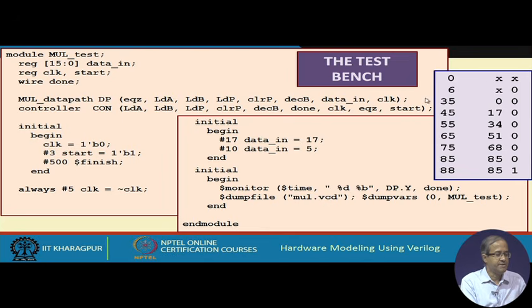So, you see the result that we finally get is actually 85. Because we are printing in decimal, percentage d, the value of y is printed in decimal. Initially it was 17 and 5. So, 17, then 34, then 51. So, 17 was added: 0 plus 17 plus 17 plus 17 plus 17 plus 17, and at the end done is 1. So, it is done.